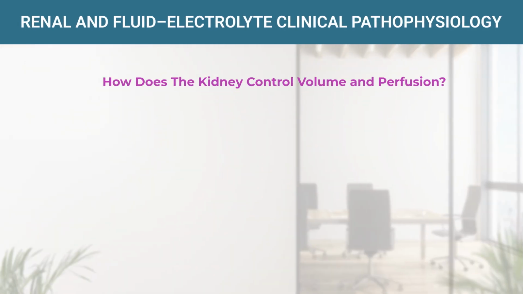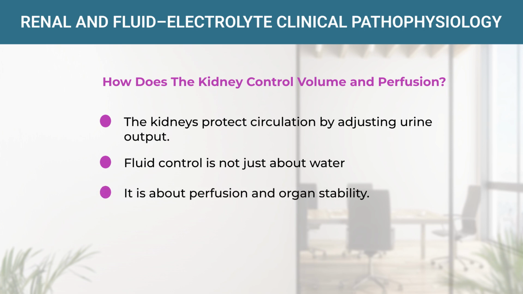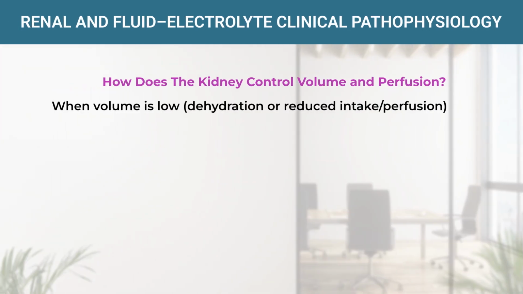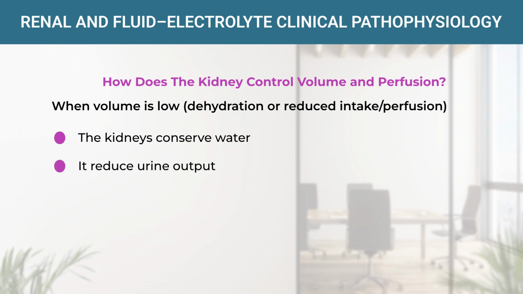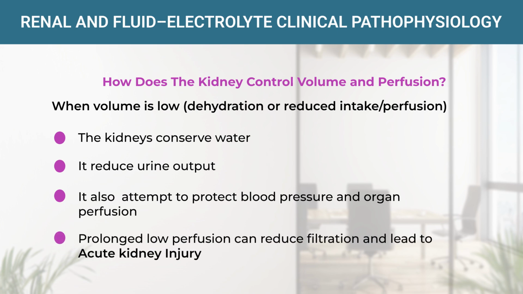Now, how do the kidneys control volume and perfusion? The kidneys protect circulation by adjusting urine output. Fluid control is not just about water, it is about perfusion and organ stability. When volume is low, as in dehydration or reduced intake or perfusion, the kidneys conserve water, reduce urine output, and attempt to protect blood pressure and organ perfusion. This is a compensatory response. However, prolonged low perfusion can reduce filtration and lead to acute kidney injury.